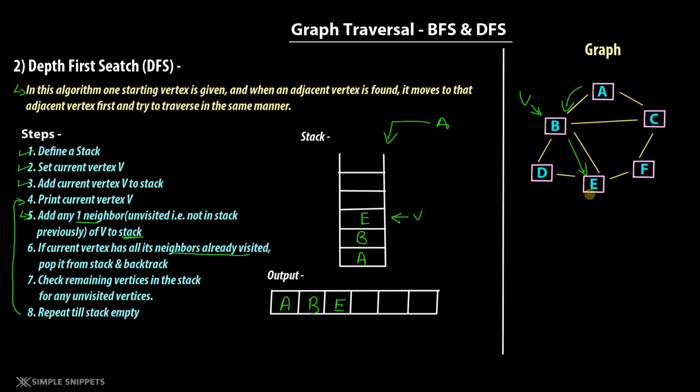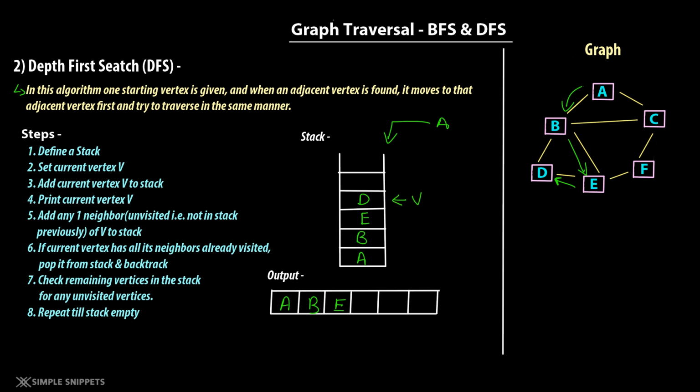Once E is printed, then we have to again decide where to hop next. So which are the immediate neighbors of E? E has D as its neighbor, E has B as its neighbor, and E has F as its neighbor. Now remember, B is already done, so we can't select B again. Let's select D in this case, right? Because D is not yet visited. So D will be added to the stack and D will be set as the current vertex.